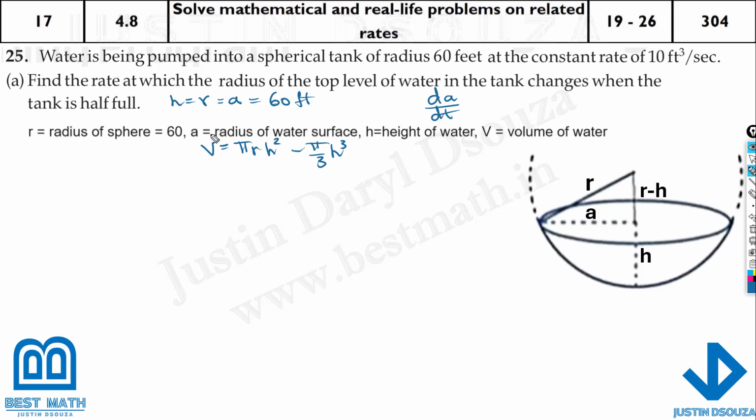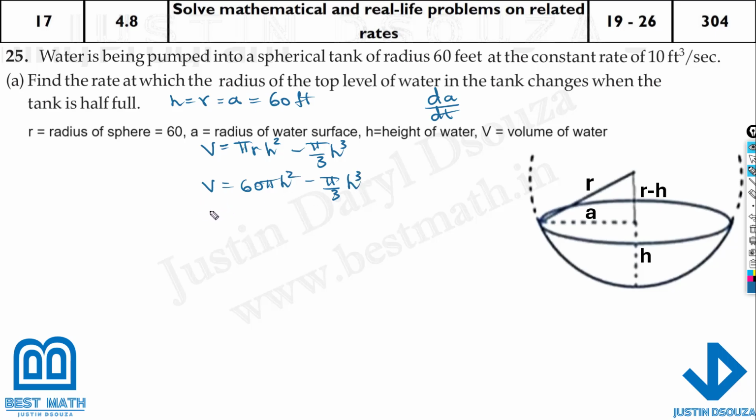We cannot do implicit differentiation with volume, with height and radius. So this is given. Let's substitute and simplify. Volume will be equal to pi times 60. So I'll write it as 60 pi. The constants first, 60 pi h squared minus pi by 3 h cubed.